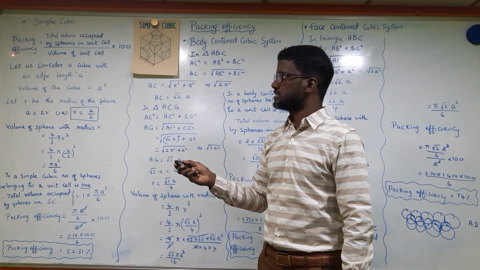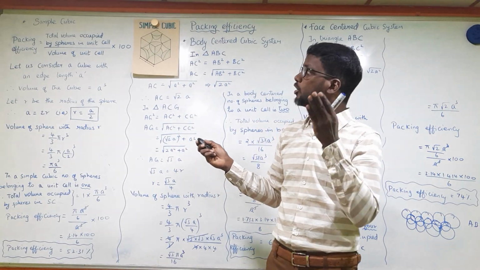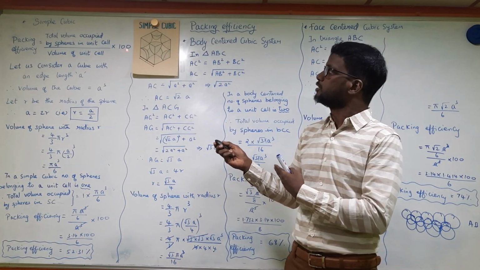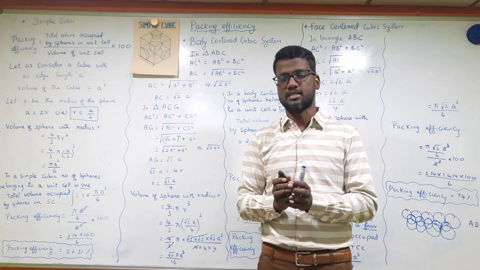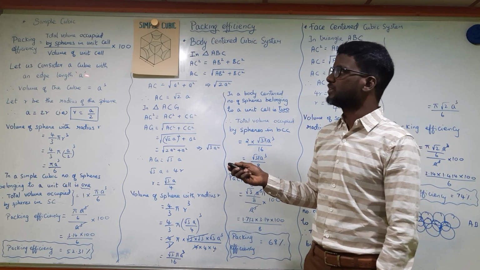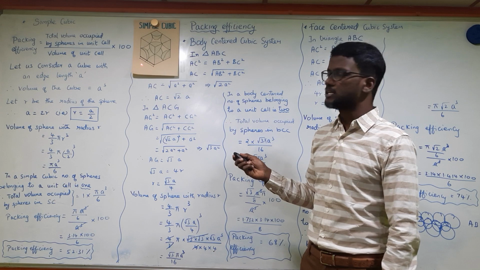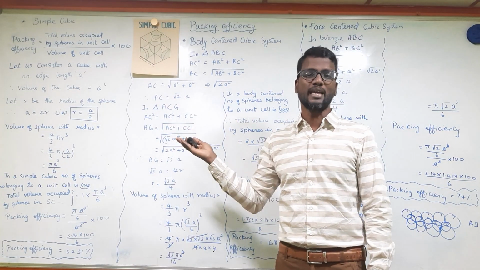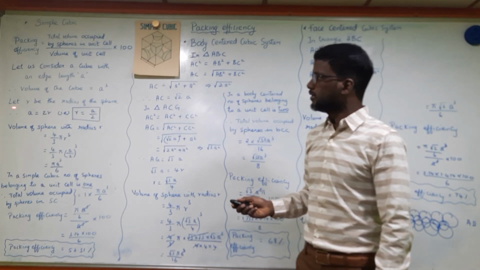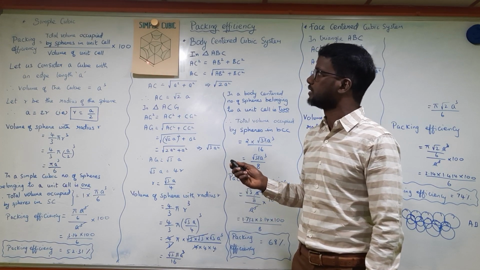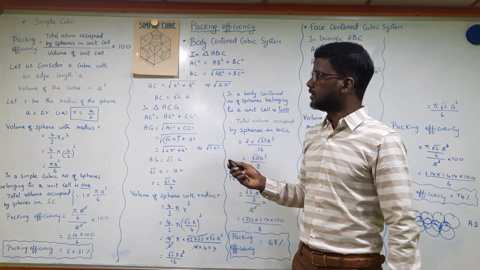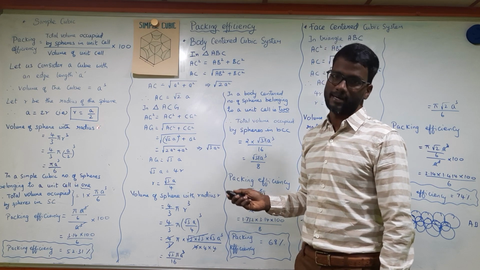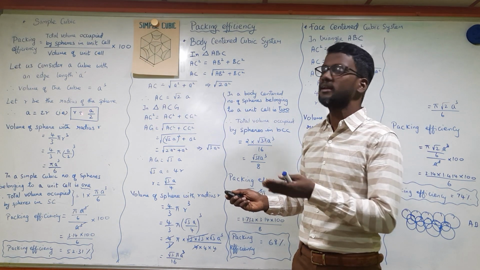What is packing efficiency? It is the total space occupied by spheres in the unit cell divided by the volume of the unit cell, multiplied by 100. So this gives you packing efficiency. Let us consider a cube with edge length A. Volume of cube is side times side times side, which is A cubed. Now let R be the radius of the sphere. When A is equal to 2R, then R is equal to A by 2. You understand? R is A by 2.